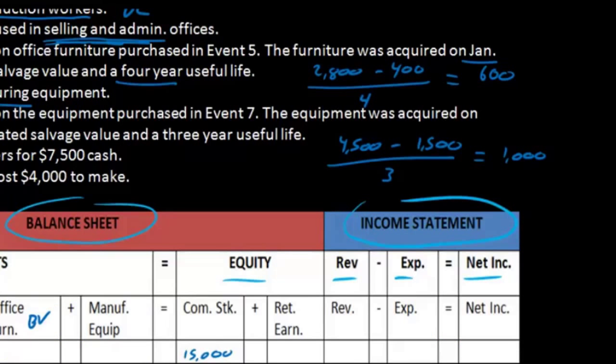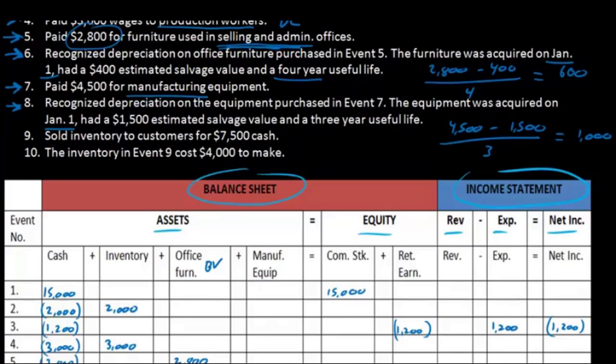So one full year of depreciation since it was purchased on January 1st. So the equipment cost 4,500, had a $1,500 salvage value and a 3-year life. So it's going to be 1,000 a year. But I want you to notice that we are going to handle this depreciation differently than we did for the office equipment, which was selling and admin equipment. This is a product cost. So instead of expensing it, it's going to become part of the inventory.